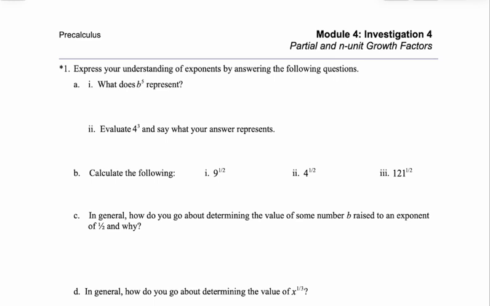So, if you take a look at Mod 4 for investigation, we're going to be exploring those exponential functions a little bit more, okay? So, if you take a look at our first one here, what does b to the fifth represent? Well, it is the product of b as a factor 5 times. So let's write that. It's the product of b used 5 times.